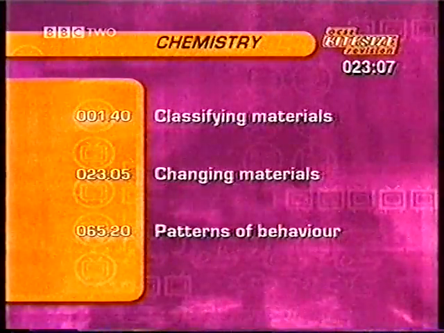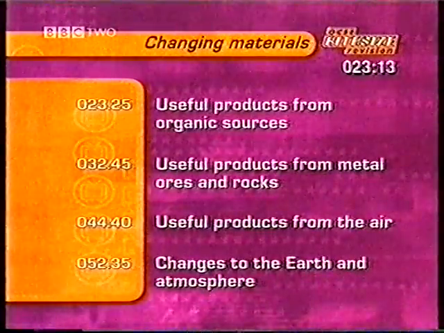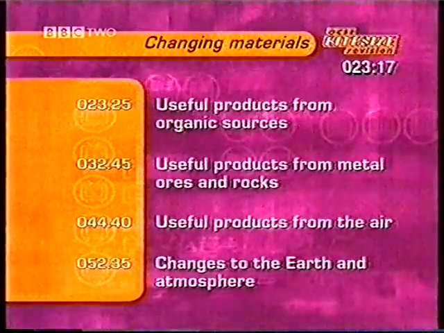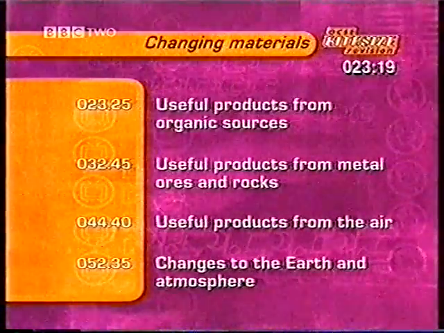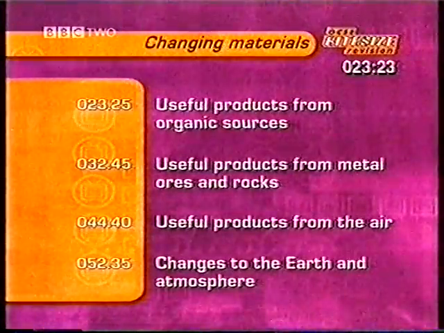This section is about changing materials. It covers useful products from organic sources, useful products from metal ores and rocks, useful products from the air, and changes to the earth and atmosphere.